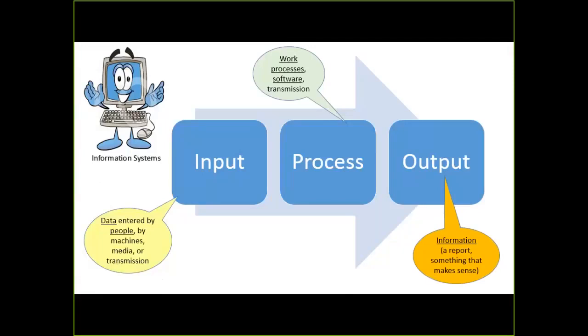So just making sure that we understand the complete meaning of information systems. We're talking about machines, media, which is hardware. We're talking about transmission or communication technology. We're talking about work processes, software, and the actual information. All of these components are considered part of information systems.